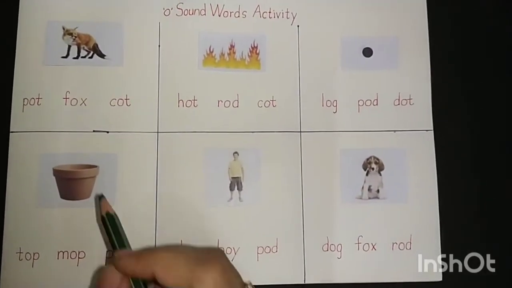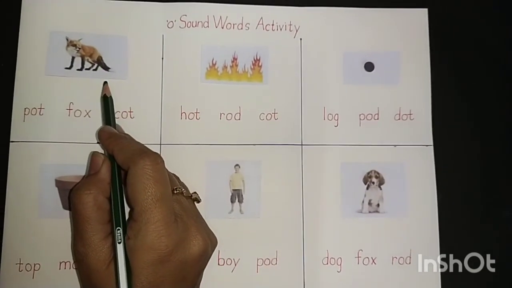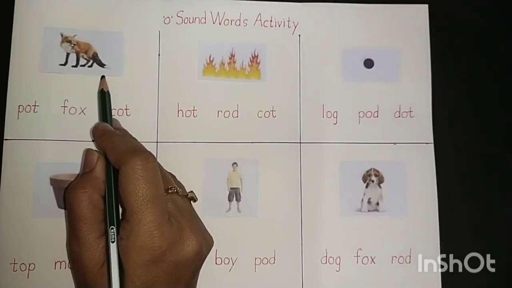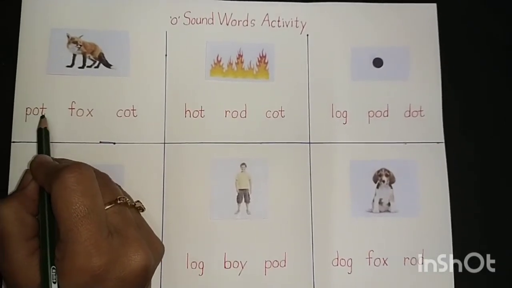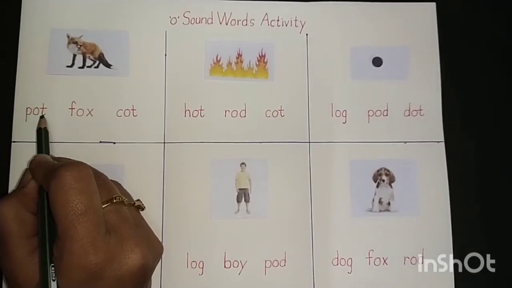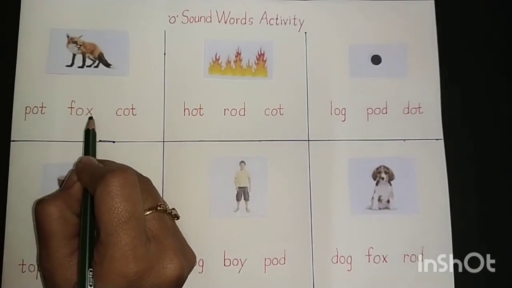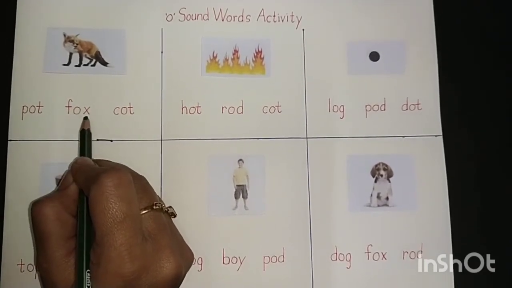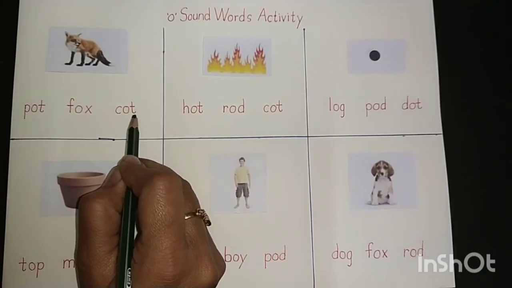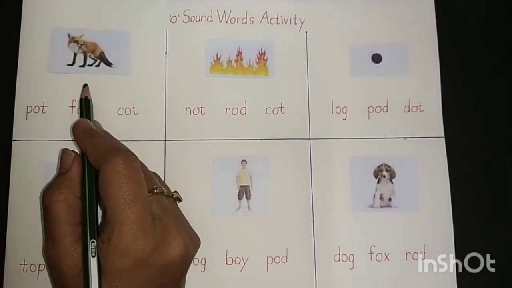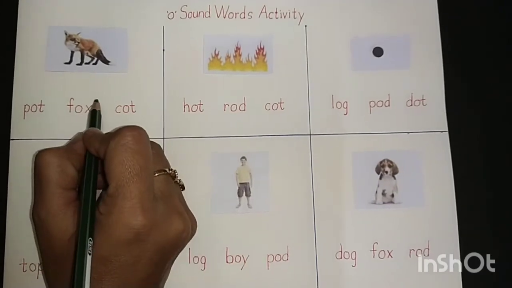Let's start. Which picture is this? This is a fox. Now read the spellings. P-O-T, pot. F-O-X, fox. C-O-T, cot. So this is a fox. So we will circle fox.